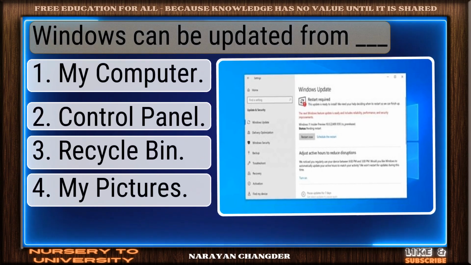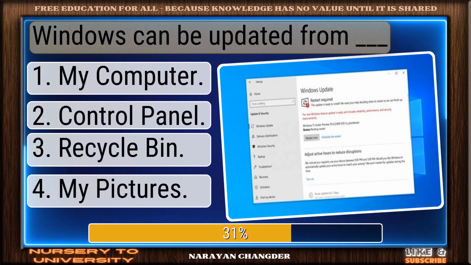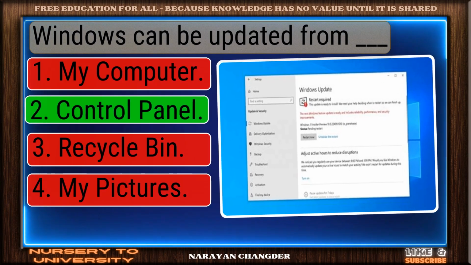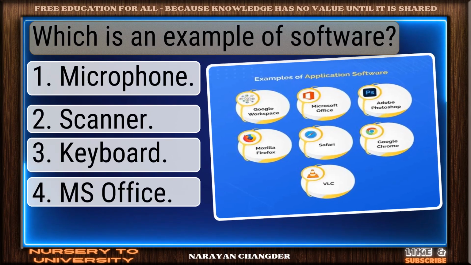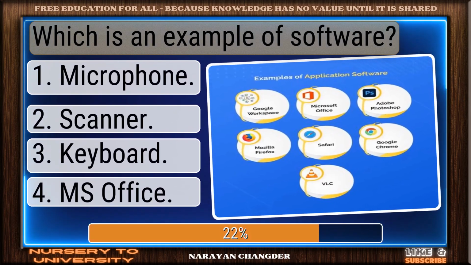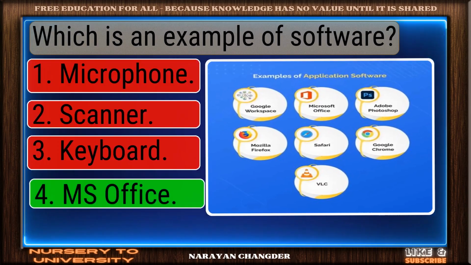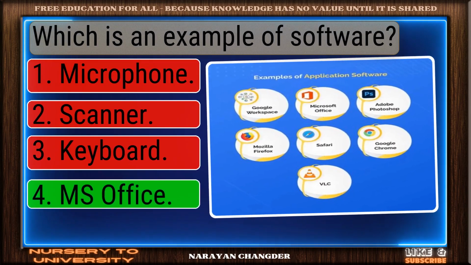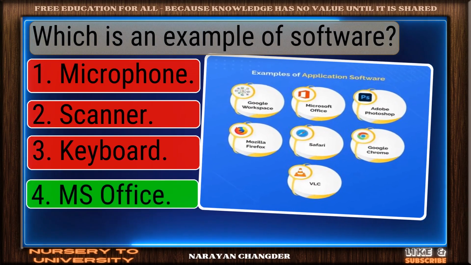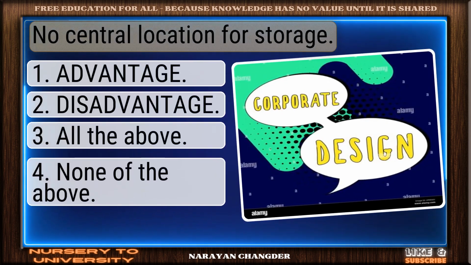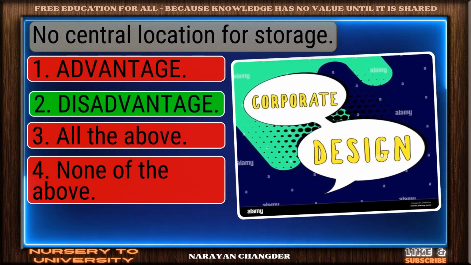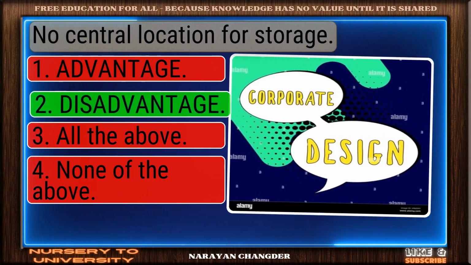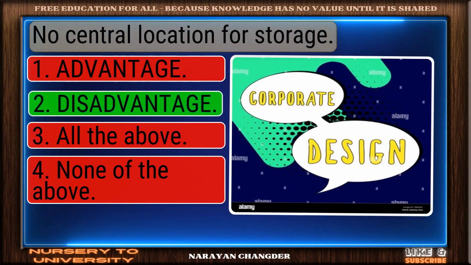Windows can be updated from Dash. Right choice. Control panel is the best answer. Dash is an example of software. Perfect. MS Office is the correct choice. No central location for storage. Excellent. Disadvantage is a brilliant choice.